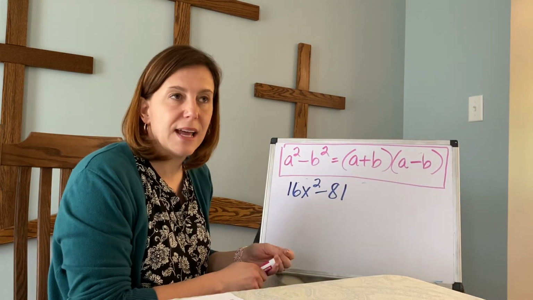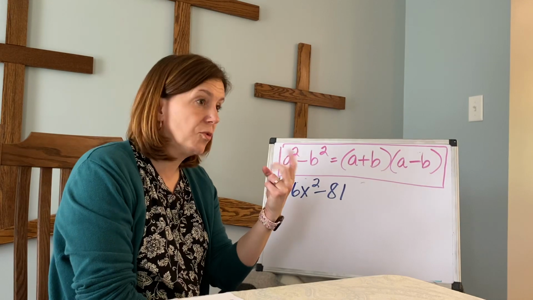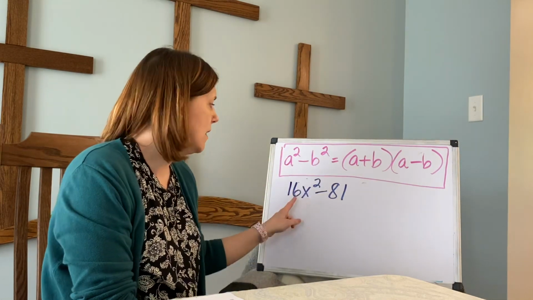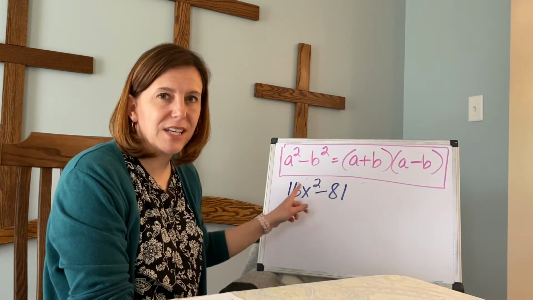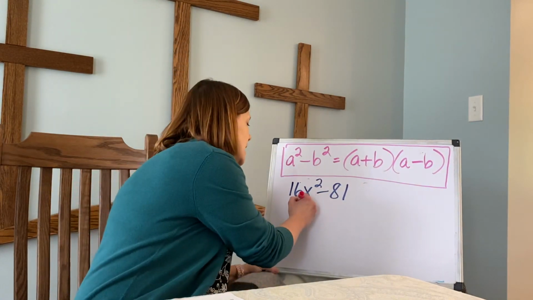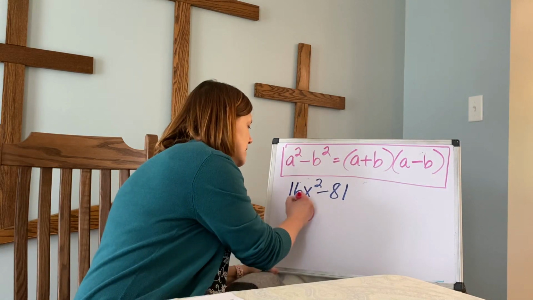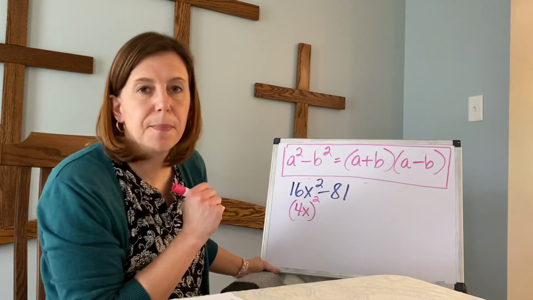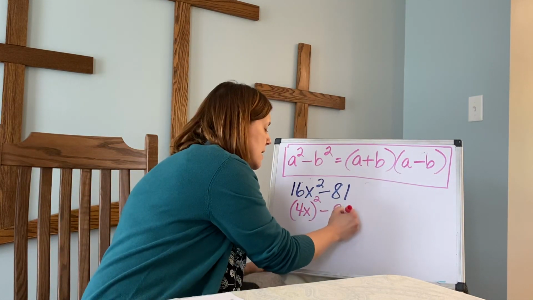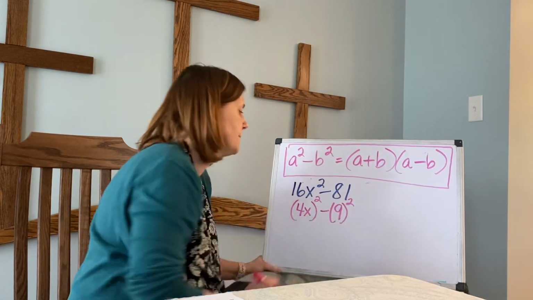Well, I need to recognize that first of all I have two terms. They're being subtracted. Could it be difference of squares? Well, yes. I'm going to look and notice that each component is a perfect square. This one I could write as (4x) squared. Notice I'm using the parentheses. And then I know 81 is also a perfect square.